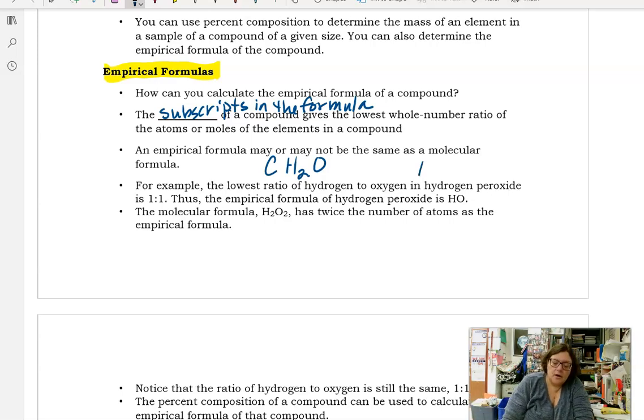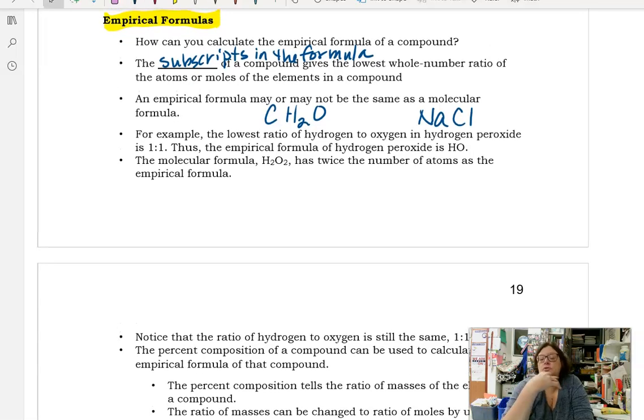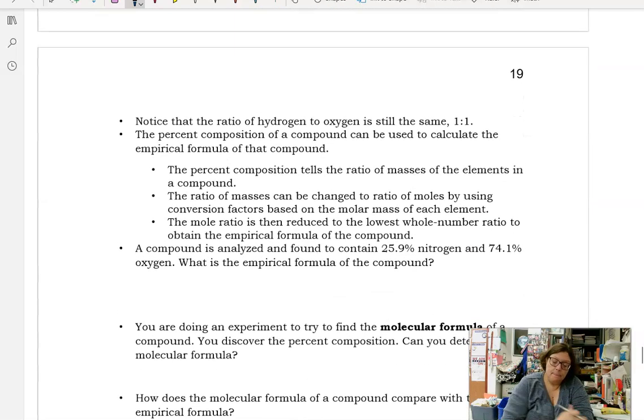If you have an ionic compound like sodium chloride, it always is the empirical formula. Ionic compounds always have their empirical formula, but molecular compounds sometimes do not. So we have to be able to figure out what the empirical formula is, and then we have a way to figure out what the molecular formula is. H2O2, the lowest ratio would be HO. It's a 1-to-1 ratio.